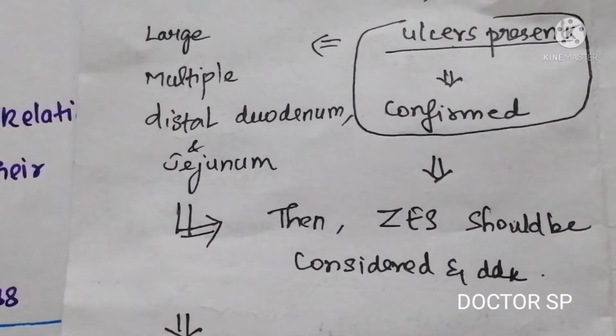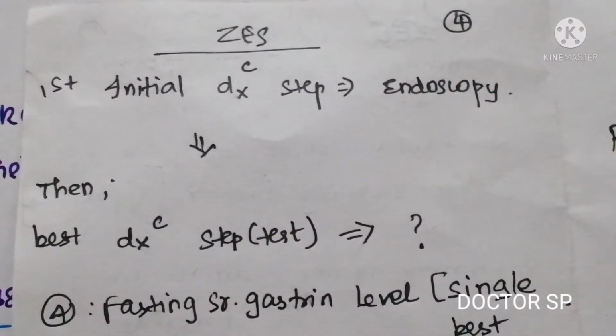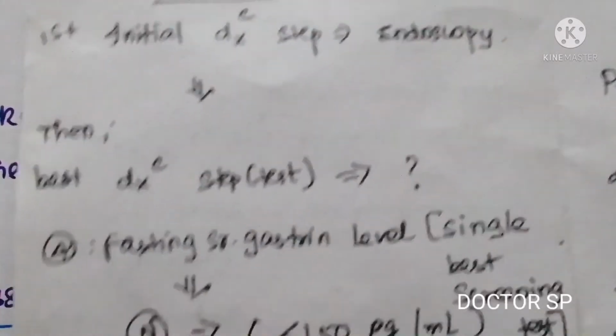So we have to determine the size, whether it's multiple or single, and the location where it is located. In Zollinger-Ellison syndrome, these ulcers are larger in size, multiple, and located in the distal part of the duodenum and jejunum. So Zollinger-Ellison syndrome in this patient should be considered. So the first initial diagnostic step is endoscopy.